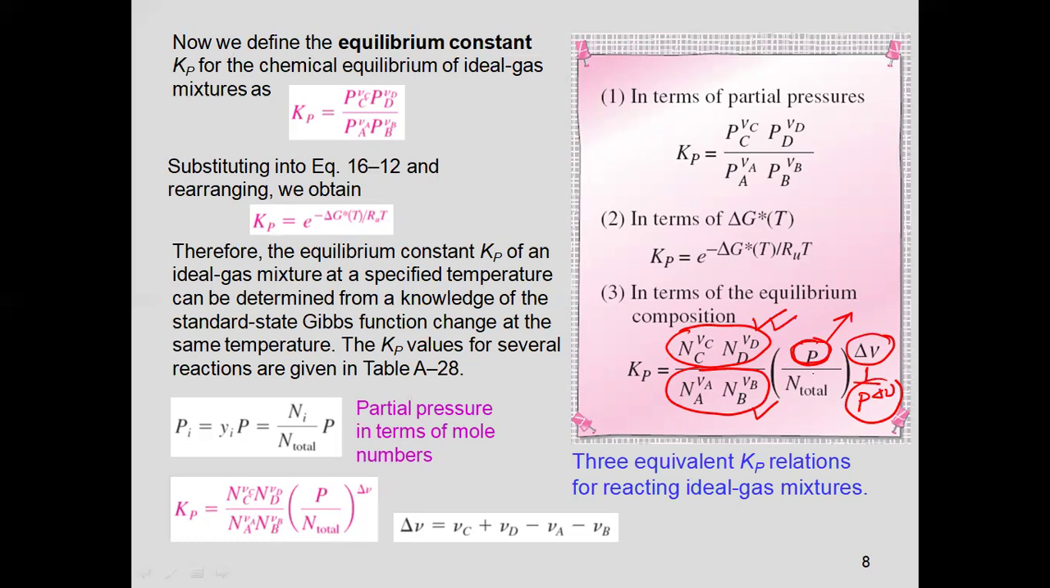Okay, and when delta nu is zero, in that case, the change of pressure will have no effect on the equilibrium composition. Say, for example, 1 mole of A and 1 mole of B react to produce 1 mole of C and 1 mole of D. Effectively, the total number of moles is conserved, unchanged. Therefore, in that case, the change of pressure will have no effect.